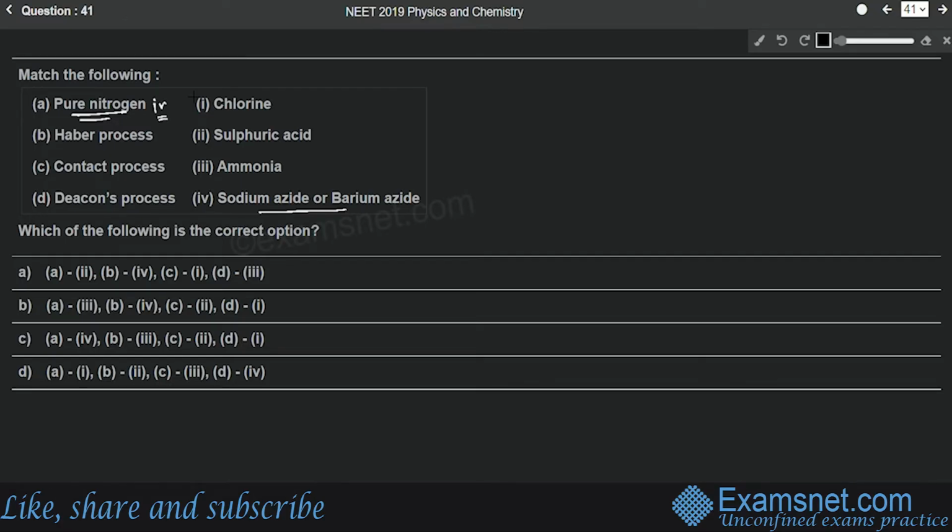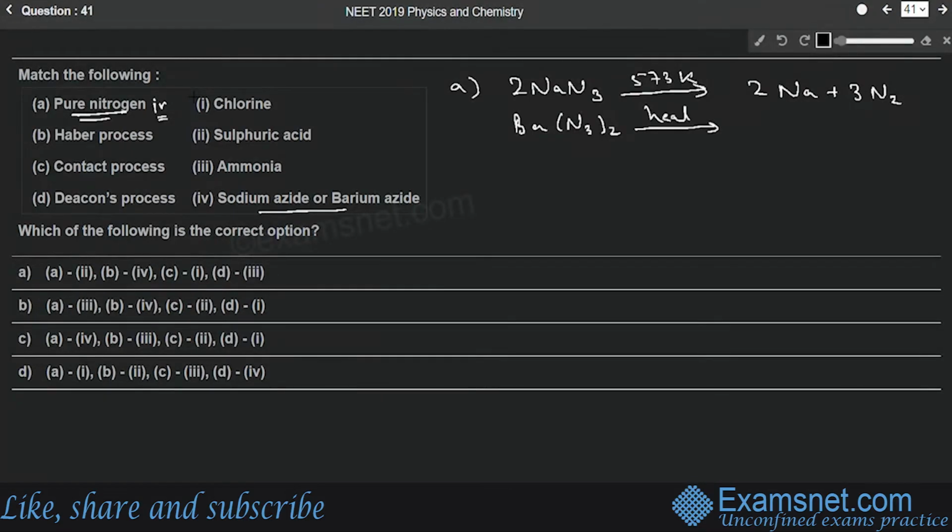Let's see the reaction. Suppose the thermal decomposition of sodium azide is carried out, then we have sodium azide. Now the required temperature will be 573 Kelvin. And what will we get here? Sodium plus pure nitrogen. Similarly for barium azide, Ba(N3)2, it will be heated and we'll get barium plus pure nitrogen. So you understood how this sodium or barium azide gives us nitrogen.